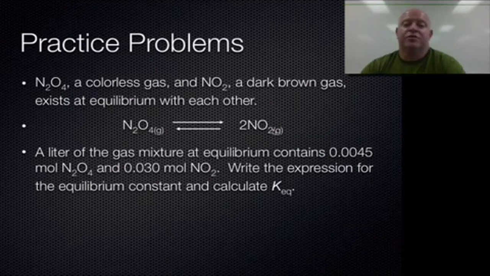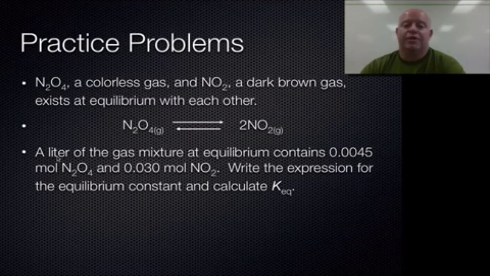So if we mix the two gases together, we can get a relationship or a ratio. Now with gases, you can use moles or moles per liter to get your concentrations, because you're always going to capture those in some sort of volume. So in this case, we have a liter of gas mixed. If we have 0.0045 moles of N2O4 in 1 liter, that's a concentration, right? It's 0.0045 moles per liter. So that's a molarity. And we have 0.030 moles of NO2 per 1 liter container, so that's moles per liter. Again, it's a molarity, it's a concentration.